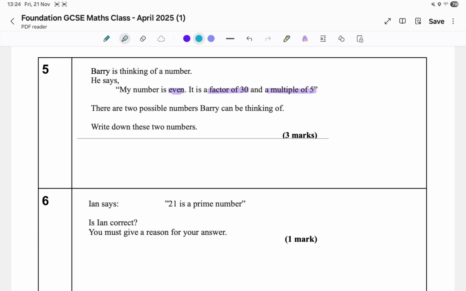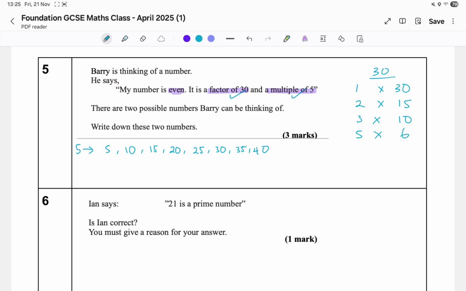So let's first do the multiples of 5. Multiples of 5 are just the times tables of 5. So it's going to be 5, 10, 15, 20, 25, 30, 35, 40. I'm just going to write a few. So we've done multiples of 5. Now factors of 30. Factors just mean 2 numbers that times together to make that number. So I know it's 1 times 30, 2 times 15, 3 times 10, and 5 times 6. They're the only factors of 30. And so we've done those 2 now.